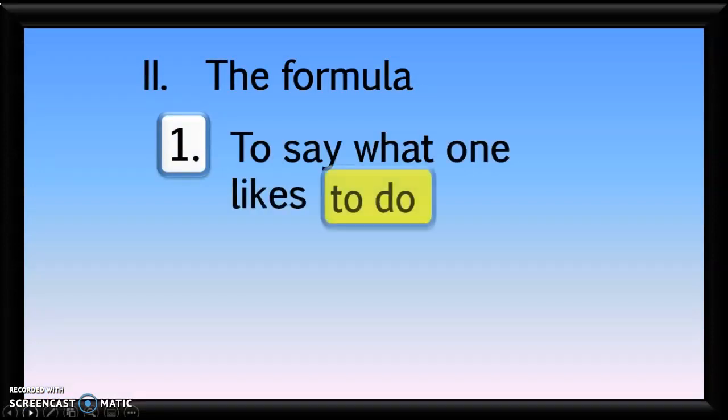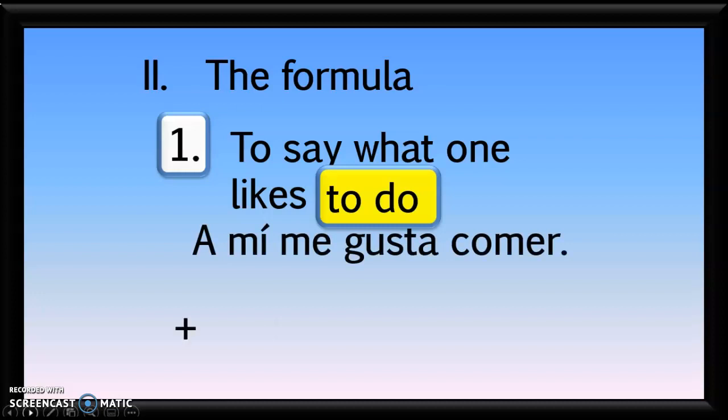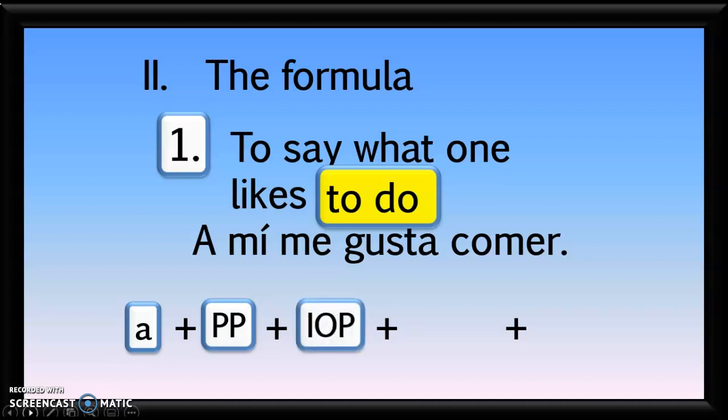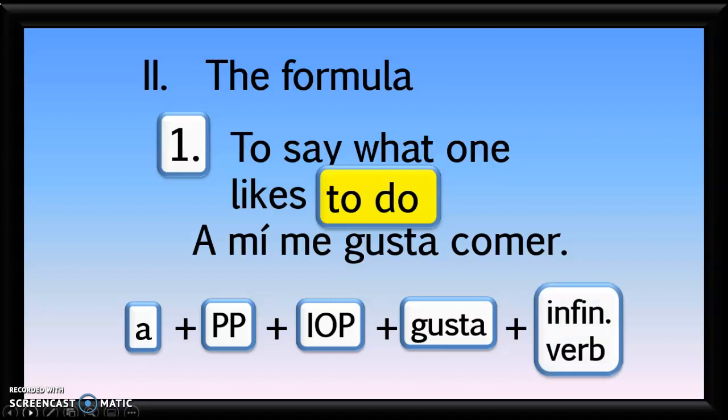To say what one likes to do, that would be an activity or a verb, it'll look like this. A mí me gusta comer. So the first thing you have is that preposition, a, followed by the prepositional pronoun, followed by an indirect object pronoun, followed by the form of gustar, in this form, gusta, and finally followed by an infinitive verb. Remember that in Spanish, an infinitive verb is the one that ends in R. So take time to pause the video and write this formula down to help you be able to construct these sentences.